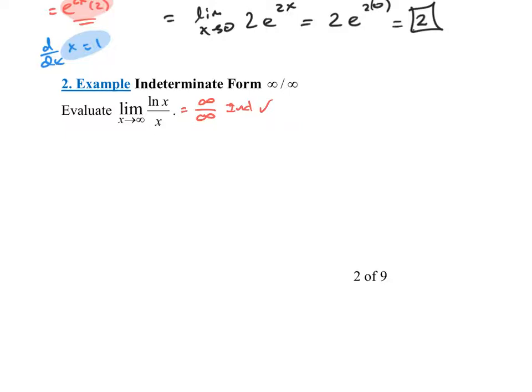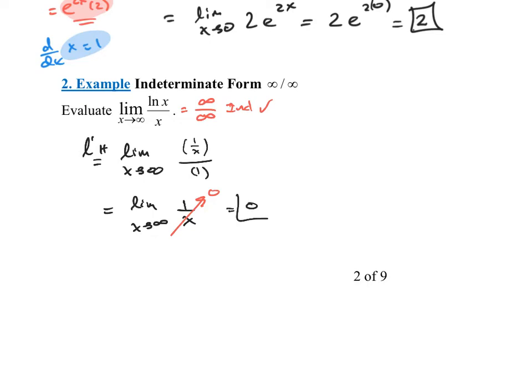Since it's our indeterminate form, we could say by L'Hopital's rule, this has to equal the limit as x approaches infinity of the derivative of natural log of x, notice that is 1 over x, all over the derivative of x, which would just be a 1. Simplifying this would be the limit as x approaches infinity of 1 over x, and notice as x approaches infinity, 1 over x approaches 0. So the answer would be 0.